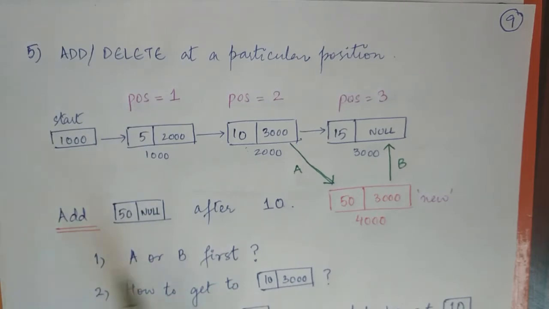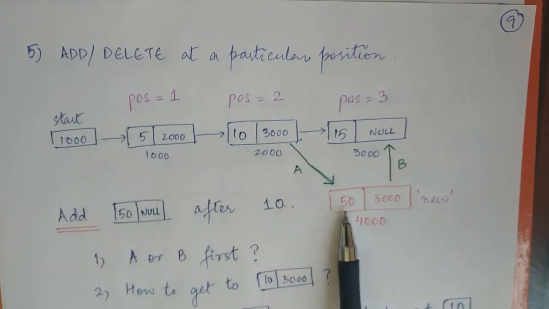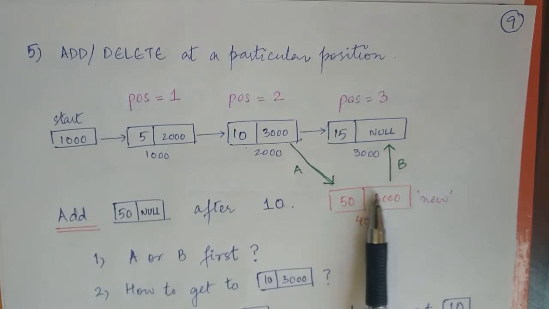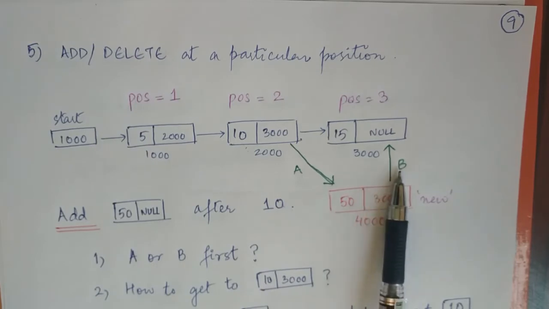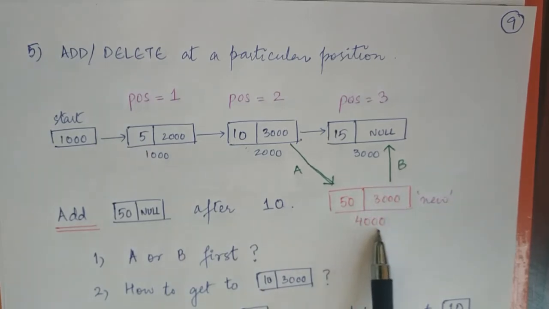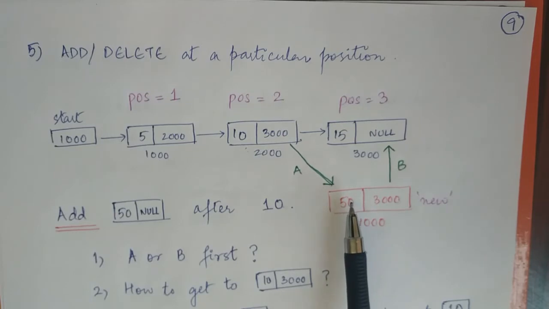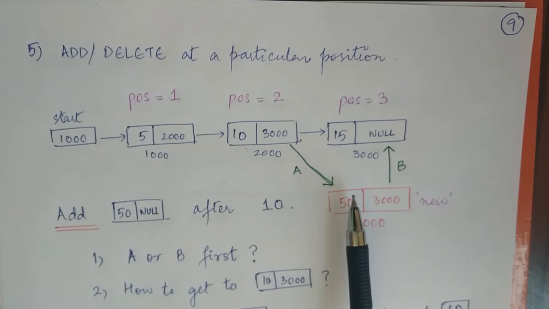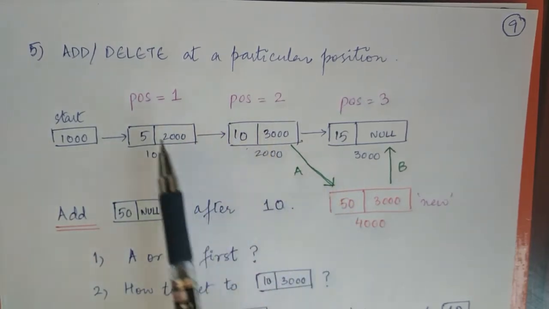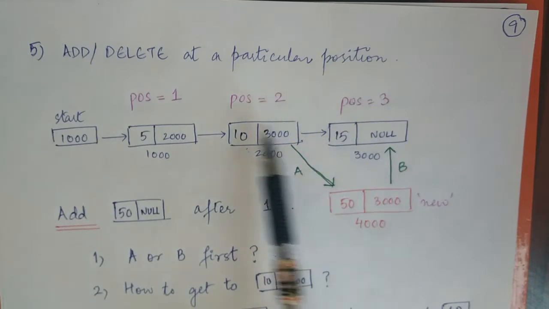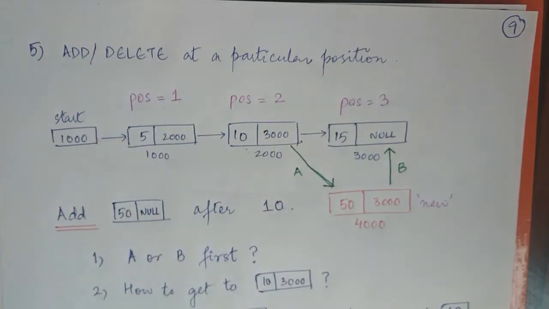In this case, I want to add my new node 50. Initially this next field is null. I've just put 3000 here, which is the updated value. So we just have this node 50 which has address 4000, and we want to add it at position 3. Okay, so to add it at position 3, because when we add it after 10, it becomes 1, 2, 3, and this one becomes 4. These are the initial positions.